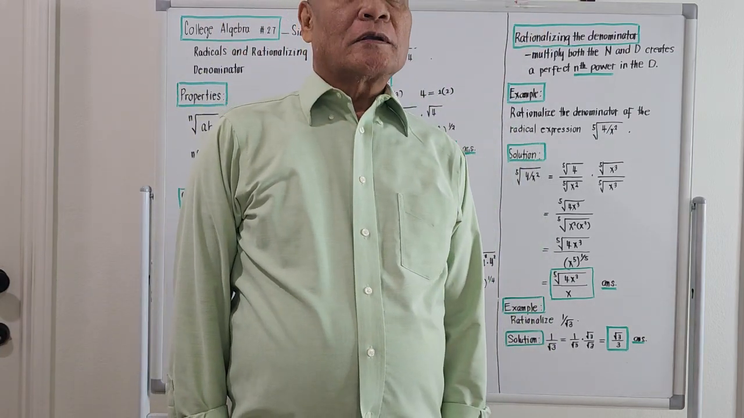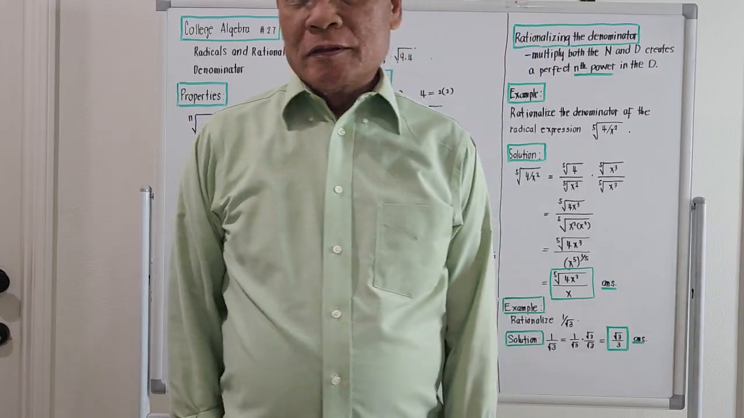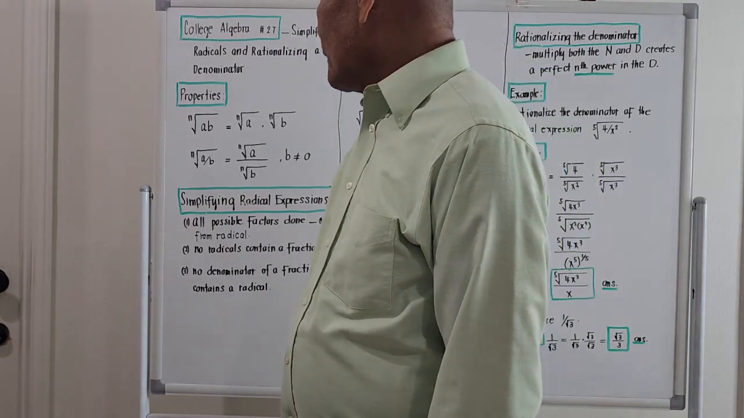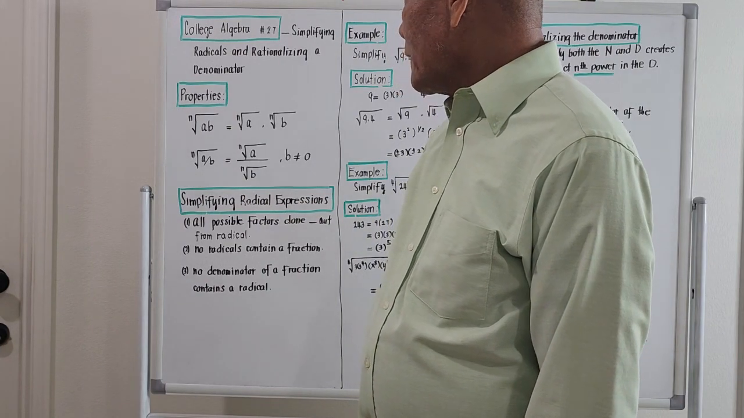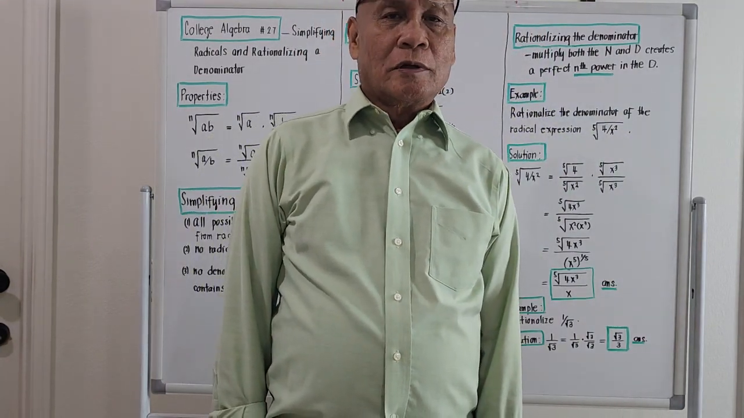My topic for this evening will be lesson number 27. This is simplification of radicals and the rationalizing of a denominator of a radical expression.